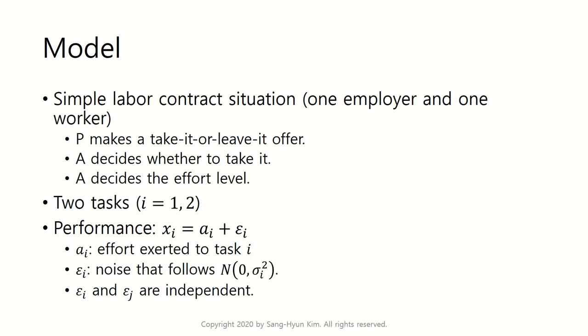The performance measure is X_i, where i is for task i, a_i is the effort exerted on task i, and epsilon_i is the noise that follows a normal distribution, specific to i. We assume epsilon_i and epsilon_j are independent, so the two performances are independently measured. The problem is here, sigma_i squared. Epsilon_i follows a normal distribution with zero mean and variance sigma_i squared. As you can imagine, these variances do not have to be the same, so maybe one performance measure is less noisy than the other. That's one source of the problem.